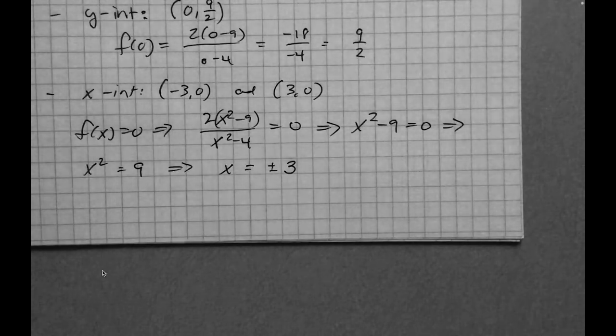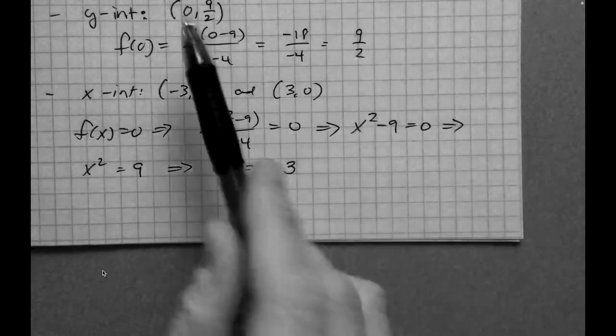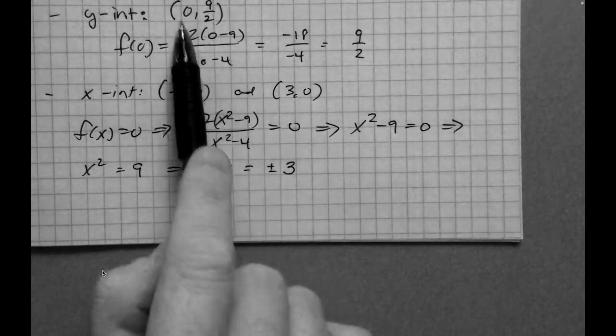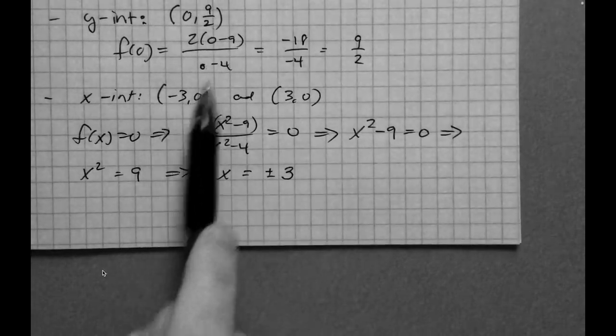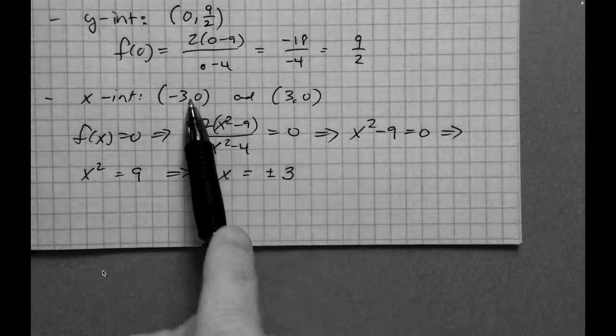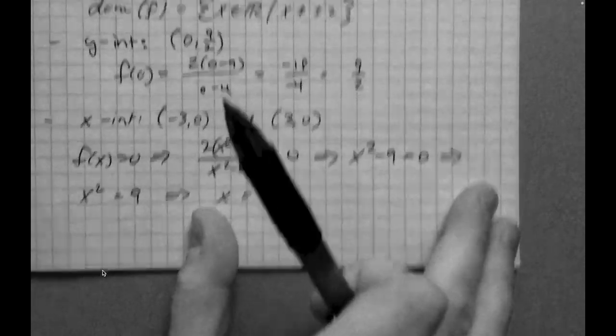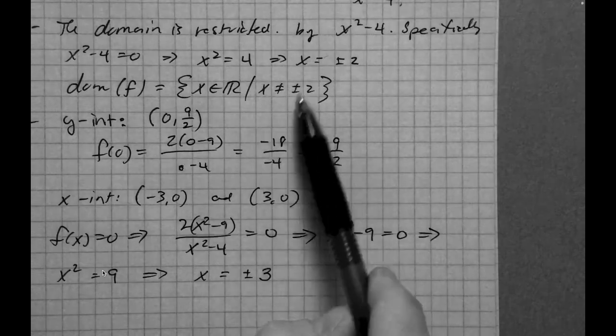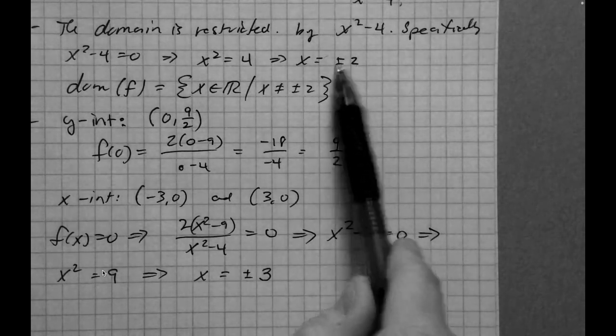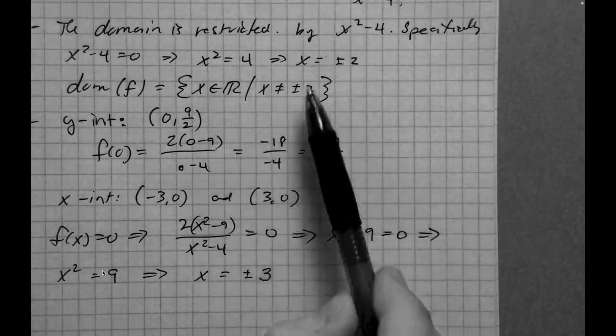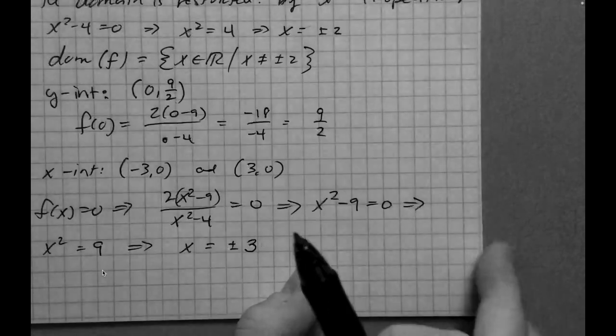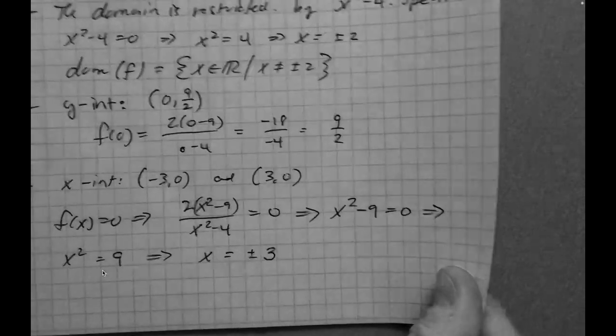Okay, all right, so that gives us a bunch of information, right? So we know that it crosses the y-axis here. We know that it crosses the x-axis here and here. We know that very likely there are asymptotes at x equals plus or minus 2, right? So vertical asymptotes there. Let's take a look at the derivatives now.